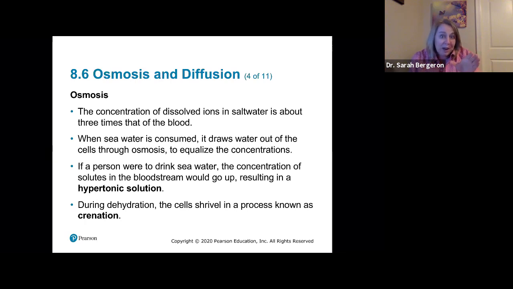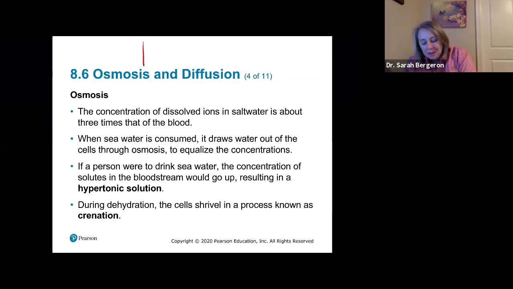Well, that's not good, right? Because then the cells themselves are going to lose their water, right? They're going to lose it, and they're going to get smaller, and they're going to shrivel up, and they're going to die. And that's crenation. And so this is why, we're surrounded by water, but most of the water on the earth is not drinkable water. And so that's a serious problem, right?